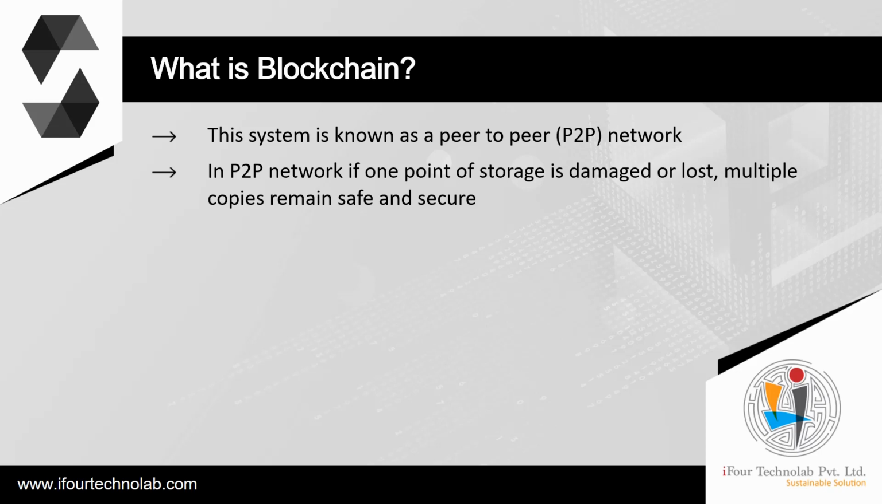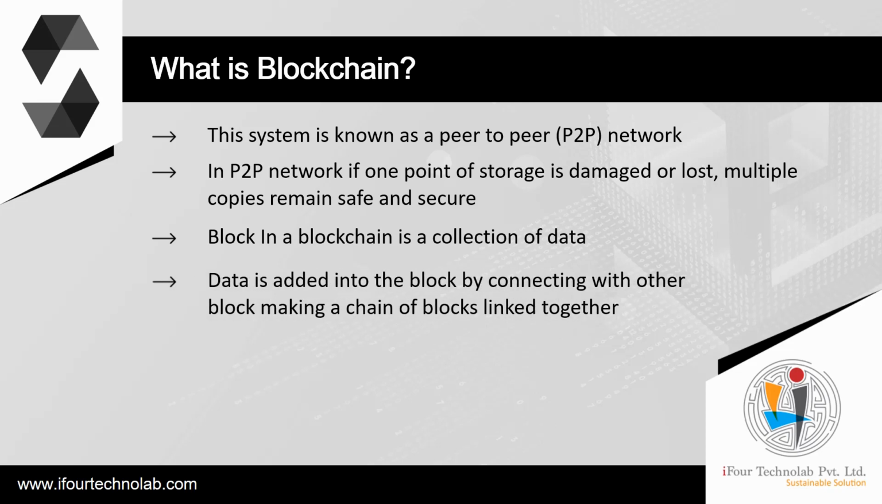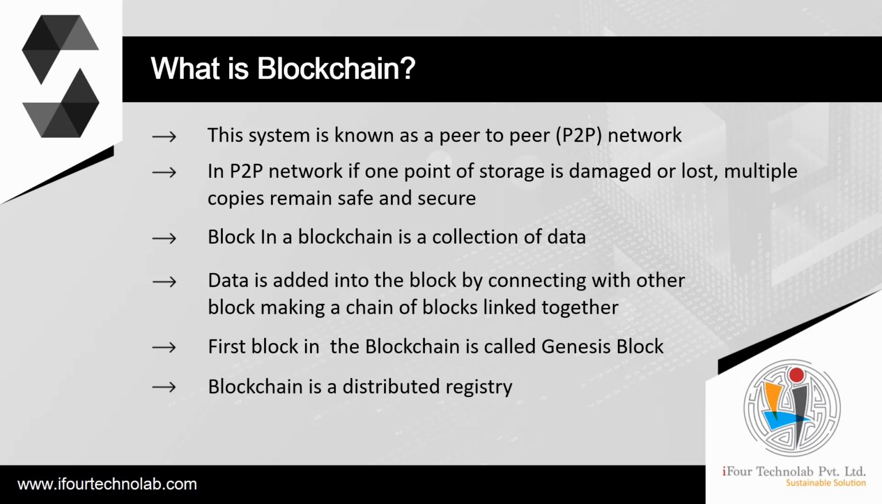A block in a blockchain is a collection of data. Data is added into the block, connected with other blocks, making a chain of blocks linked together. The first block in the blockchain is called the Genesis block. Blockchain is a distributed registry, which means that a registry is spread over the network.